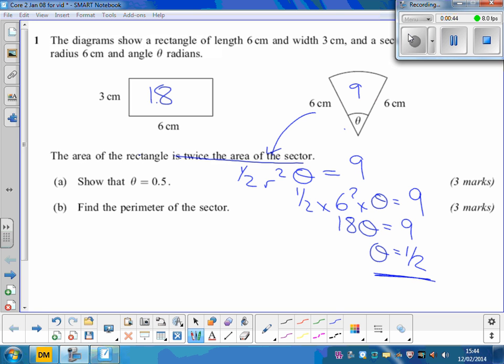You're getting 3 marks for that. Don't be tempted to put in the half beforehand and try and show that it equals 9. Just work through all of that.